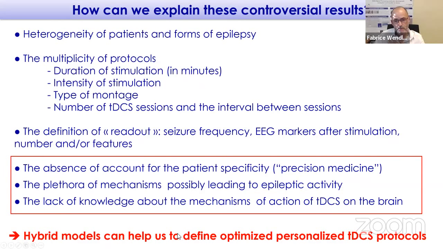There is also a plethora of mechanisms which possibly lead to epileptic or epileptiform activity and to seizures, of course. And actually, at present, there is a lack of knowledge of these mechanisms and also about the mechanisms of action of tDCS onto the epileptogenic network and systems. So what we think is that hybrid models, models that will combine the biophysics, the distribution of electric fields in the brain, with the neurophysiology, the response of neurons and networks to the electric fields, may help us to define better protocols for optimizing the therapeutic effects.